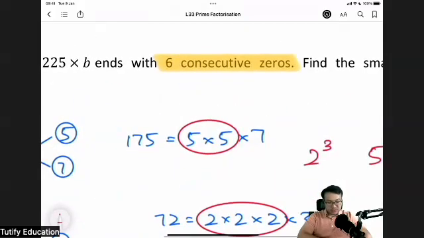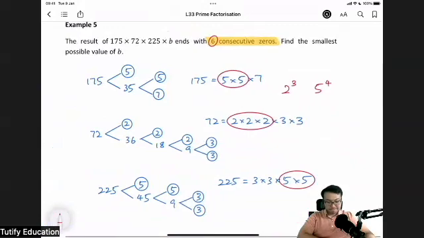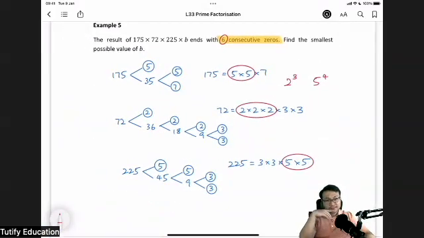In order to have 6 zeros, Maximus, how many 2's and how many 5's will I need? Yes, I need 6 2's and I need 6 5's, but I only have 3 2's. Can you tell me how many more 2's do I need? 3. Yes, I need 3 more 2's. Where do you think the extra 2's are going to come from?